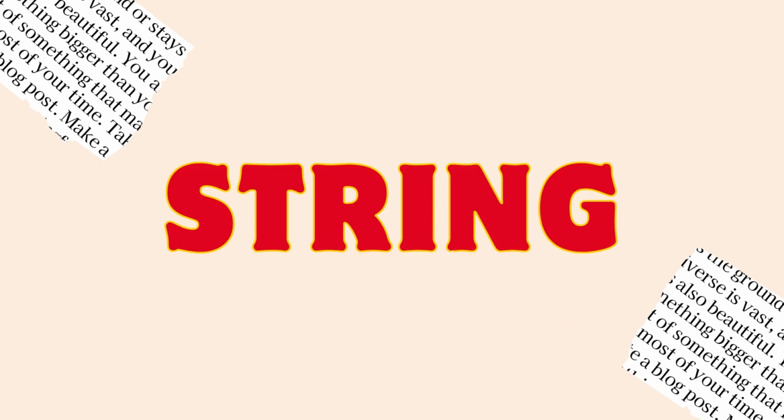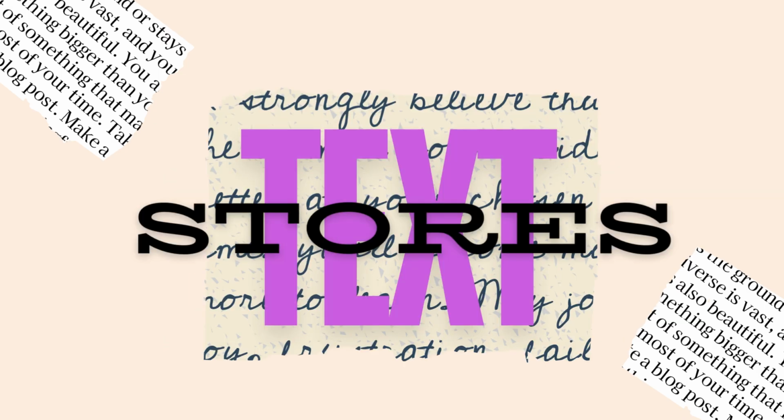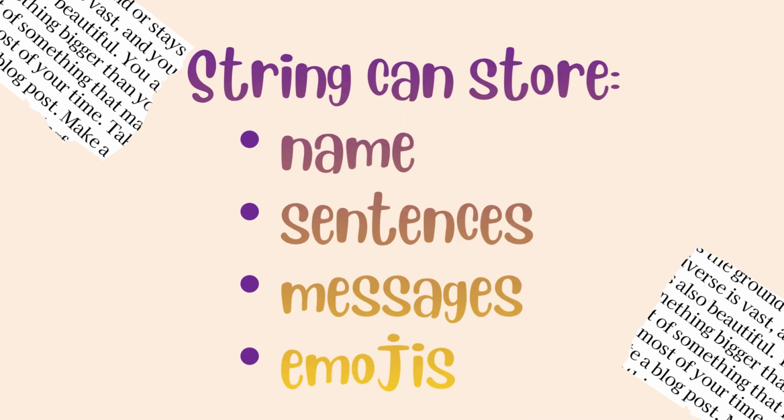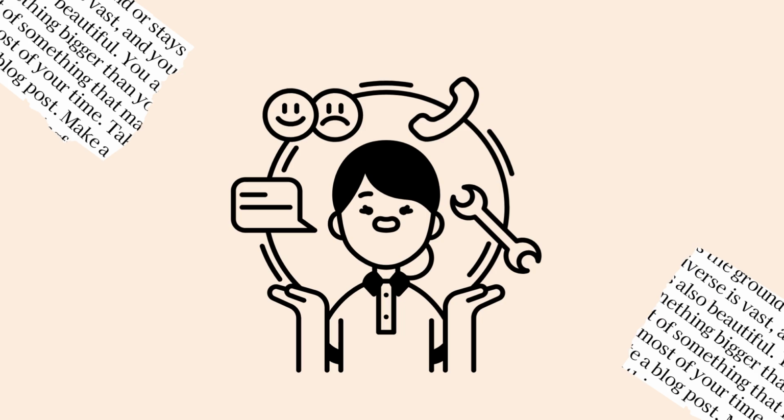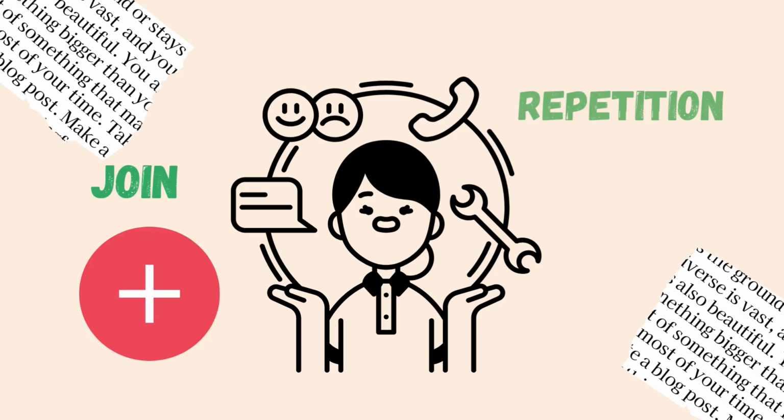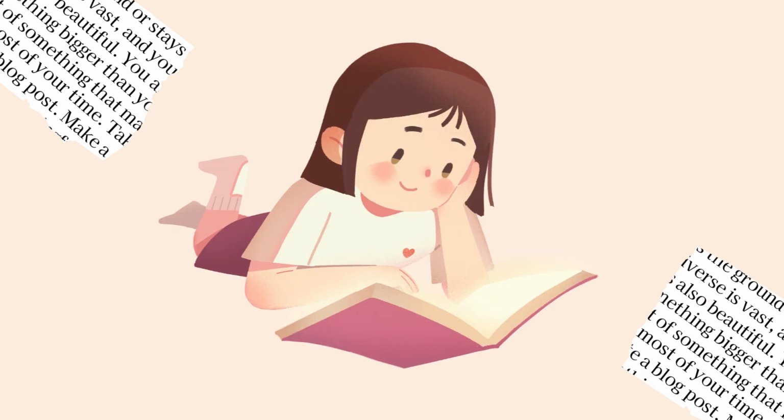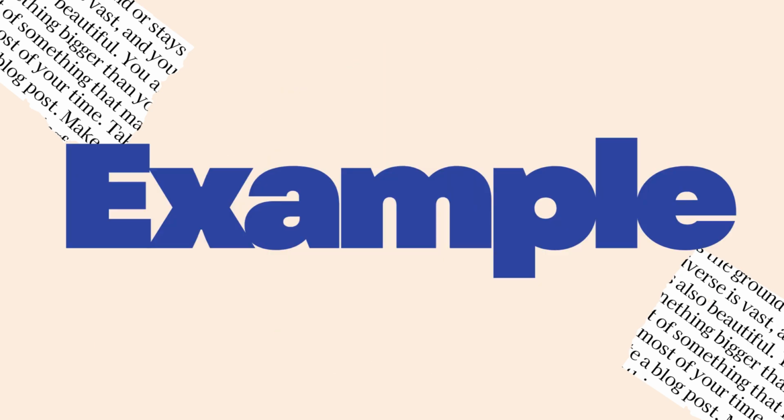The next data type is string. String stores text, anything inside the quotes. It has names, sentences, messages, and even emojis. String can perform different kinds of operations like join together, repeat. If humans can read it, it's probably a string. So let's understand this string data type with an example.